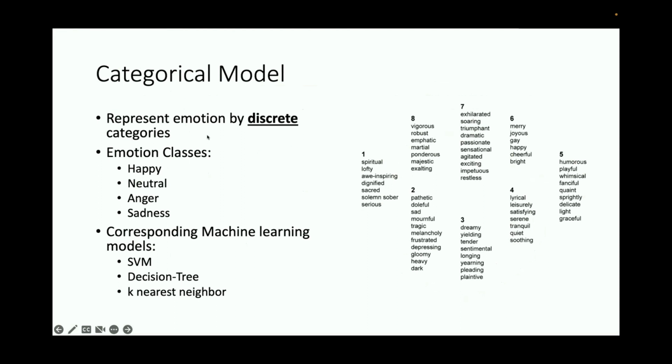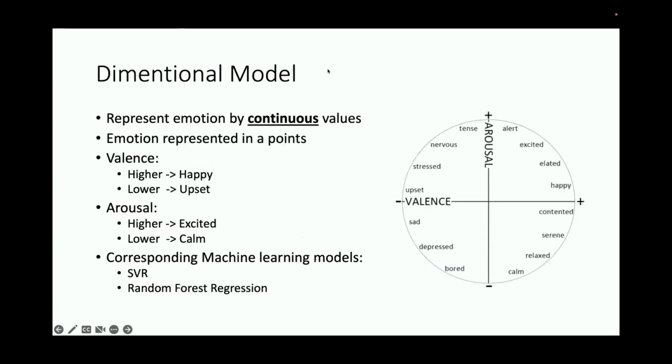The categorical model represents emotion by discrete classes, the basic classes such as happy, neutral, anger, and sadness. The corresponding models that can be used for machine learning for the categorical model can be SVM, decision tree, or k-nearest neighbors. A dimensional model represents emotion by continuous values.